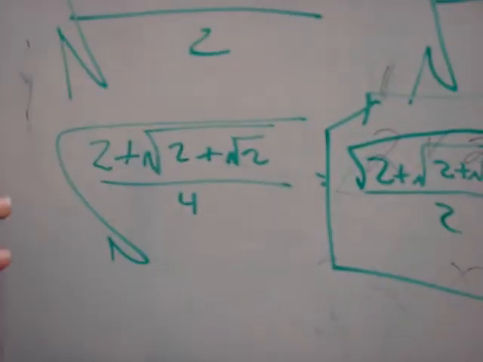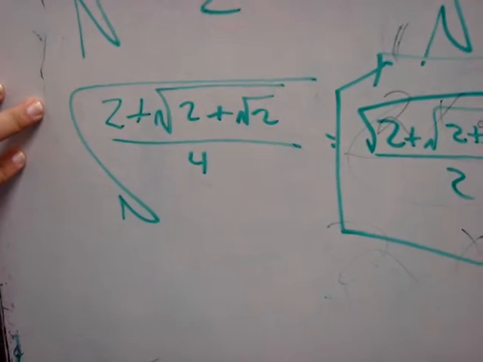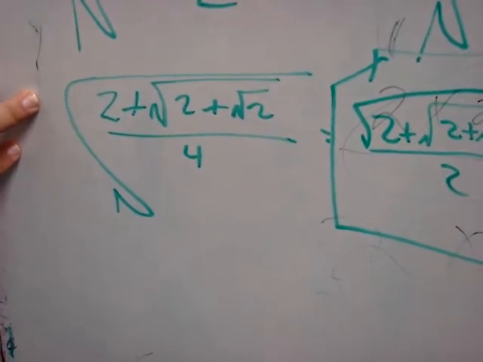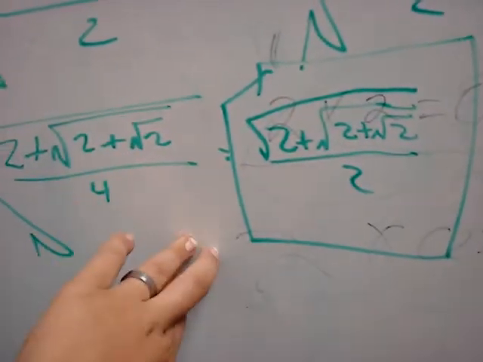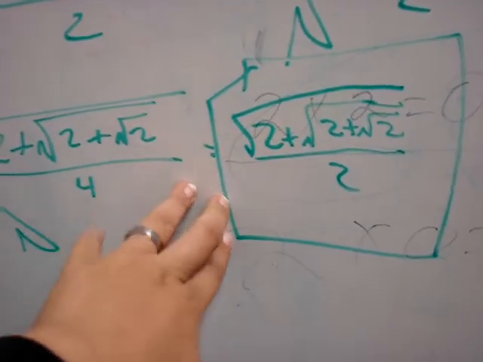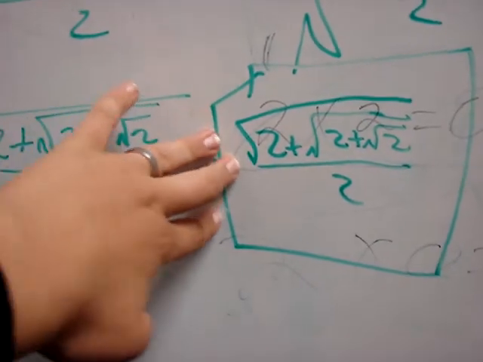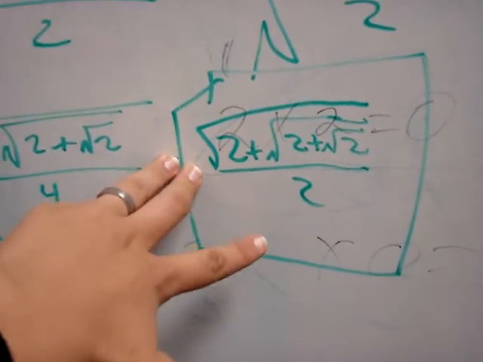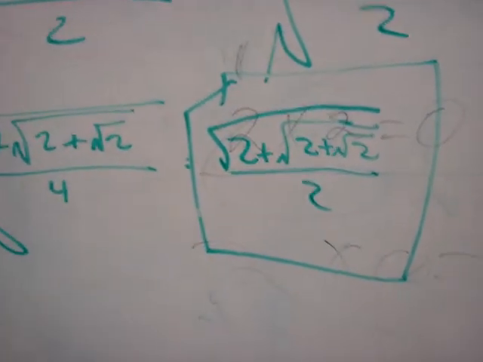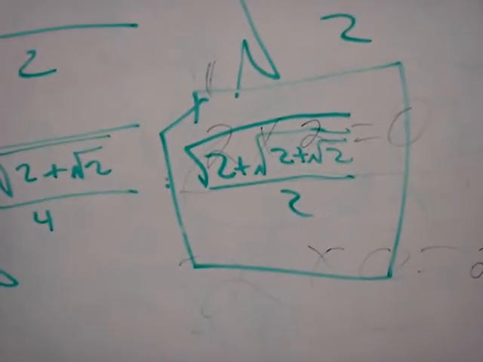And then it comes out to the square root of 2 plus the square root of 2 plus the square root of 2, all over 4, which in the end finally becomes, if you bring out your 4, the square root of 2 plus the square root of 2 plus the square root of 2, all over 2. And that, my friends, is your answer.